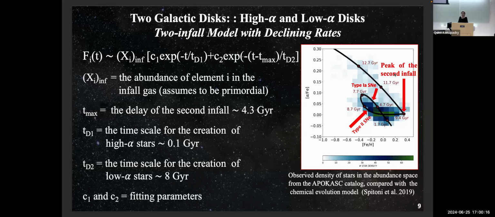So the two-infall model with declining rates has been suggested. In this model, the high alpha stars were created in the first episode with a very short time scale, and low alpha stars were created in the second infall with a much longer time scale. And there is a very long delay between these two episodes. But all of these models or studies are based on FGK dwarfs or giants because of the lack of a large M-dwarf sample with high resolution spectra.